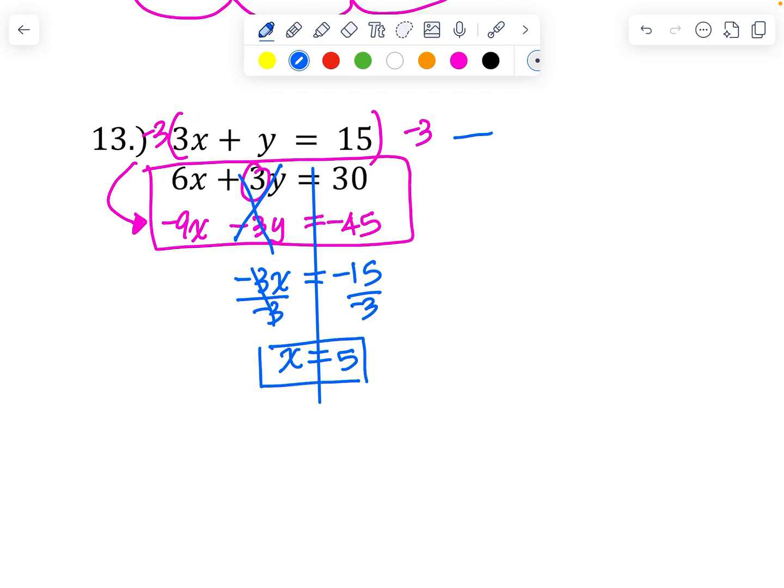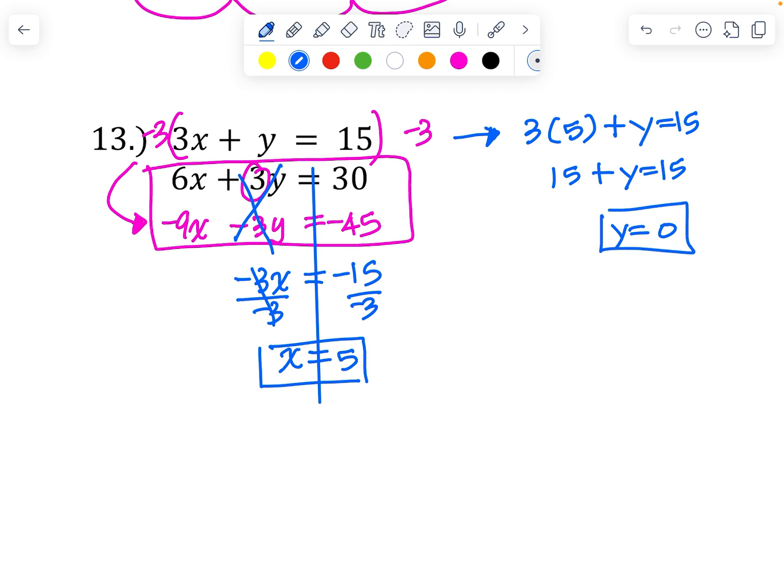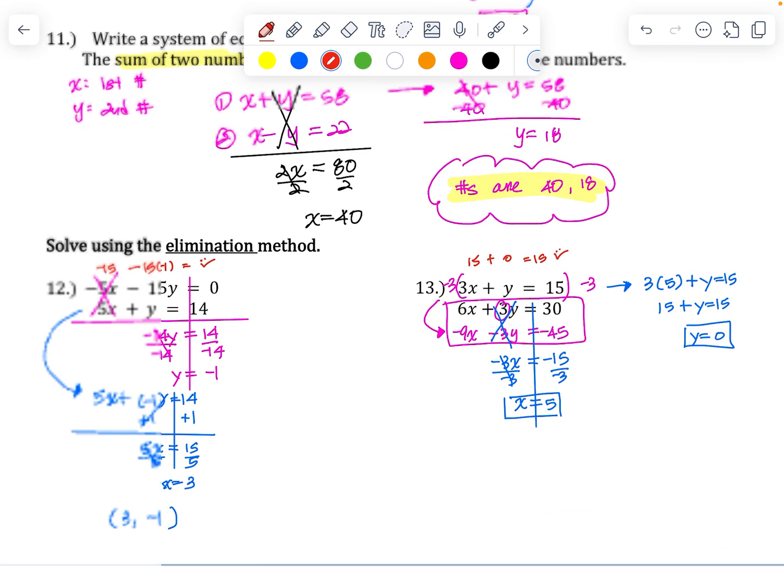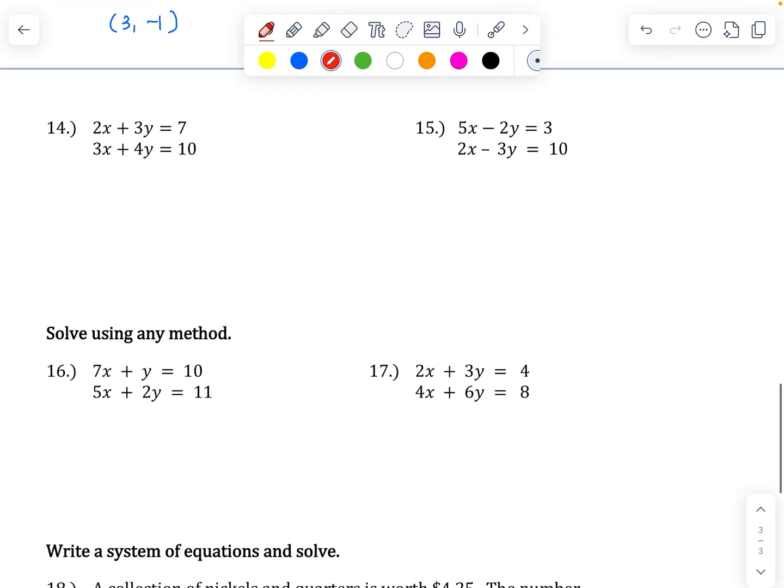Now let's solve for y. I'm going to use that equation. 3 times 5 plus y equals 15. That's 15 plus y equals 15. And y looks like it should be 0. That's my answer. Okay, let me do the happy check now. 3 times 5 is 15 plus 0. It does equal 15. Happy check. Yay. Okay, next one. Number 14.